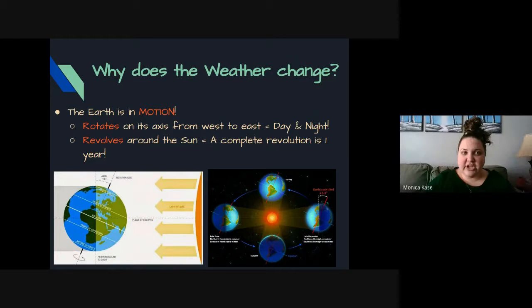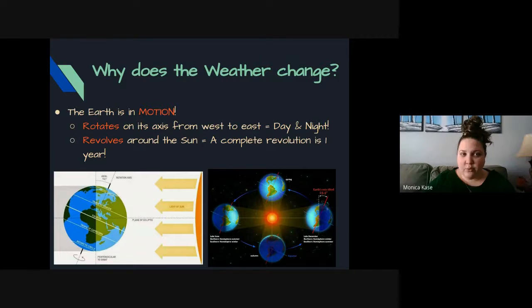So why does weather change? It changes due to the motion of Earth. So we have two vocabulary words here that are necessary and important for you to know the difference between. They sound very similar, but they have different meanings and how this impacts our weather. So the first one we have is rotates. Okay, our Earth rotates on its axis. This means that it's moving from west to east, and this is what's creating day and night.